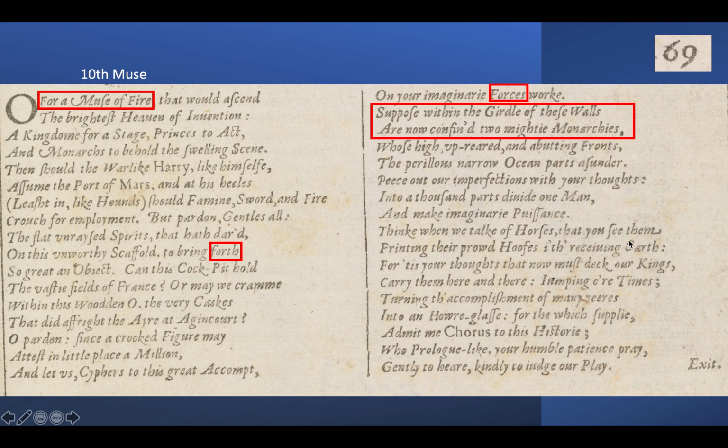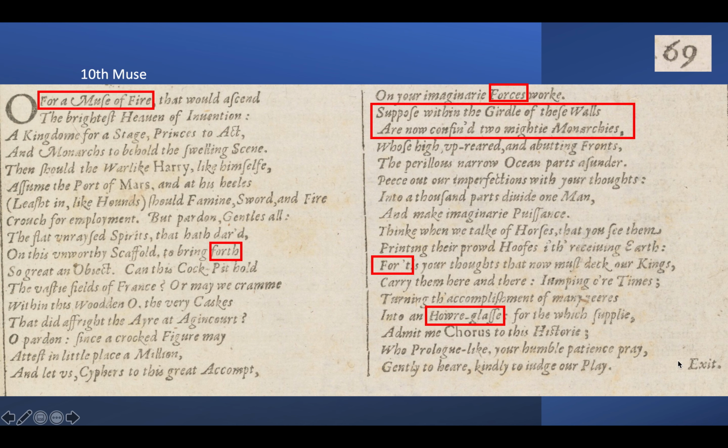Either receiving earth, notice how that E is actually an epsilon. That E is emphasizing that E, which again means the or. He's telling you what he's doing. 40, really obvious there. 40 is your thoughts that now must deck our kings, carry them here and there, jumping, or, we've got that or, times. Turning the accomplishment of many years into an hourglass, for which supply admit me chorus to this history, who prologue like your humble patience pray, gently to hear, kindly to judge our play. Exit, that X.